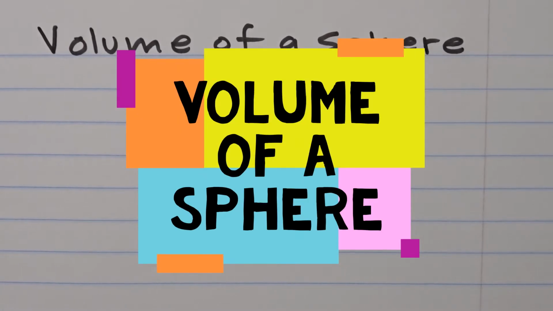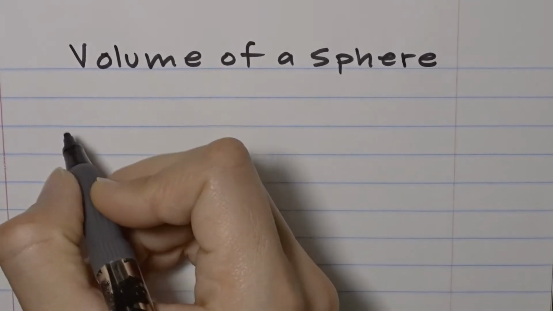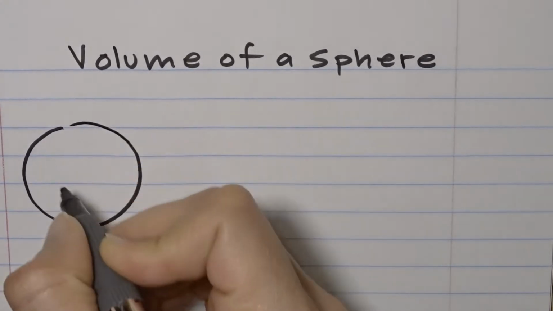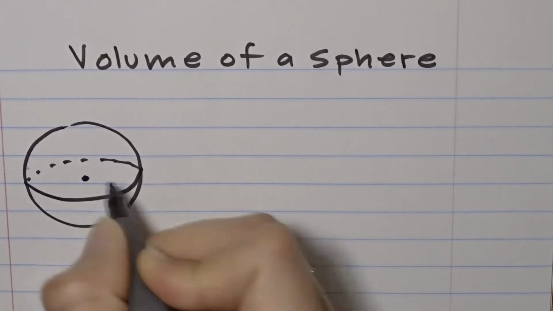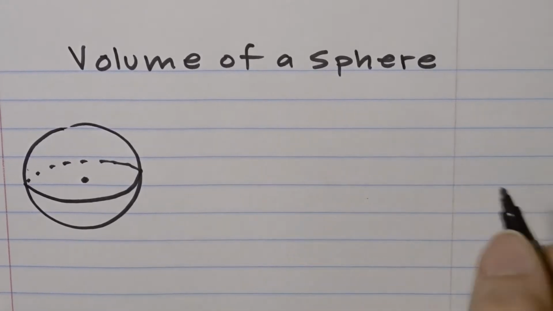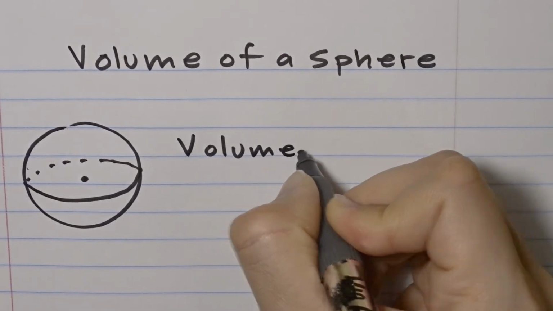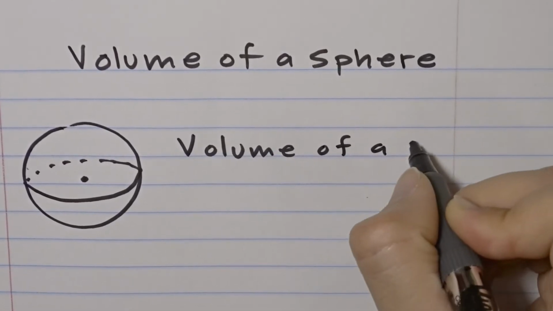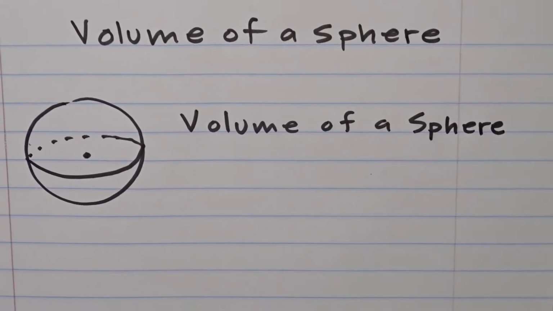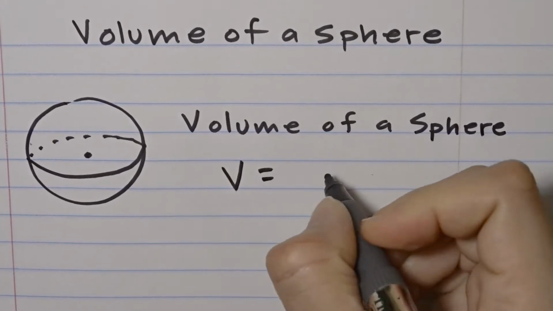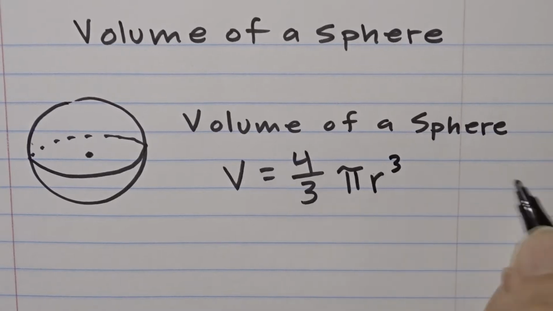Alright, so today we're going to look at volume of a sphere. And a sphere is in the shape of a ball. And a sphere has a center. And to find the volume, it's going to be volume equals 4/3 pi r cubed.